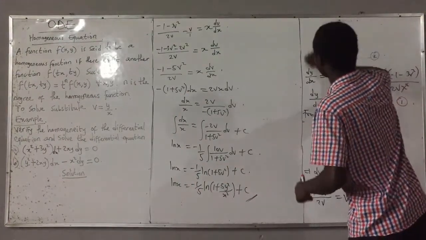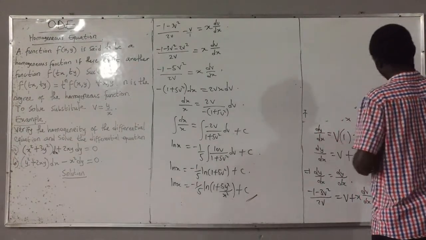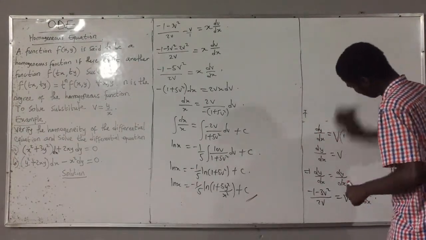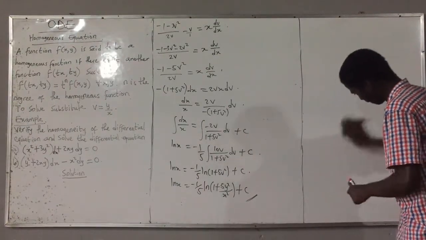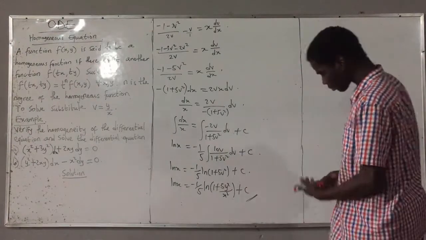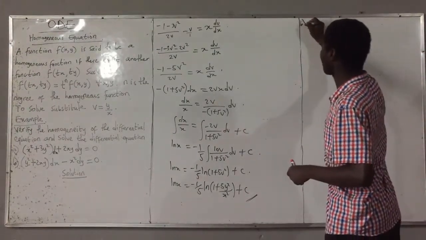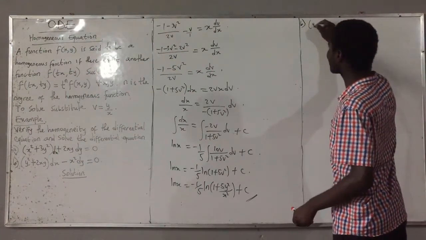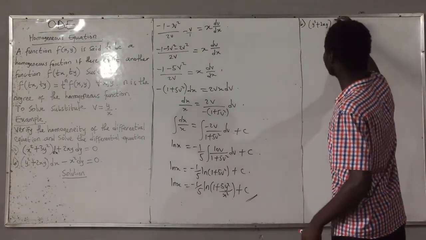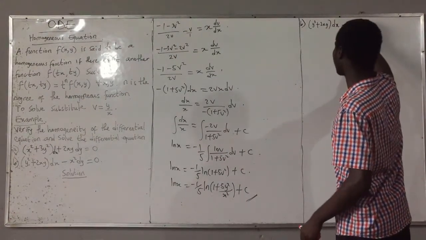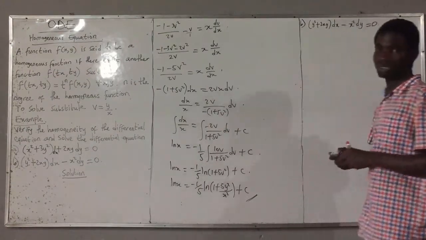The second one, without wasting time, B. y squared plus 2xy dx minus x squared dy is equal to 0.